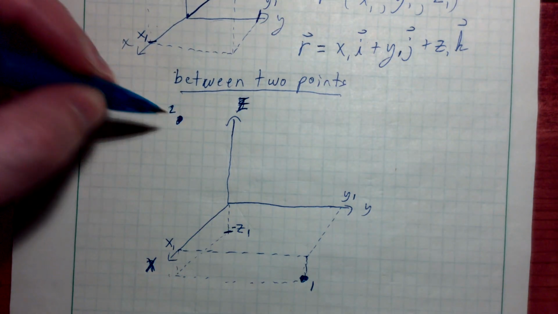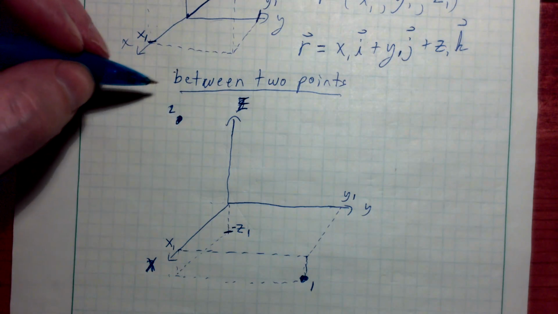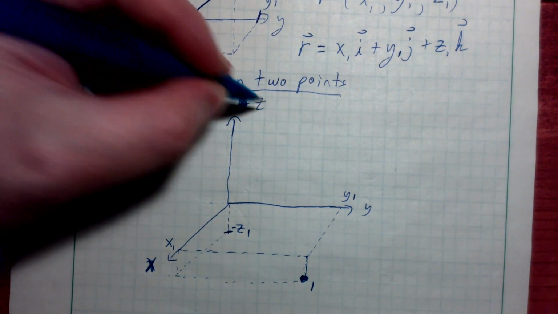And then point 2 is out here. It has a negative y value, but it's positive x and z values. That is bugging me.